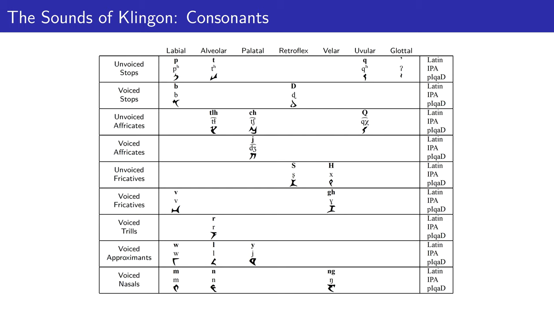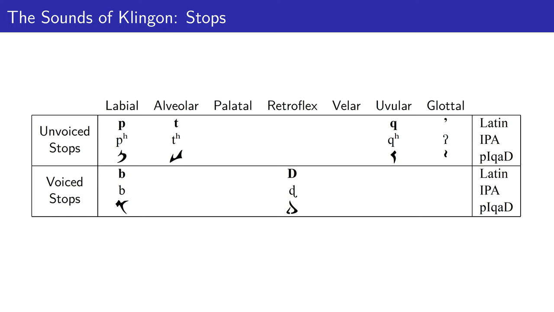Here we see the 21 consonants of the Klingon alphabet, organized by place and manner of articulation. Let's begin with the stops. Klingon has an unvoiced labial aspirated stop, represented by the Latin letter P, pronounced p. If you hold your hand in front of your mouth when you pronounce this letter, you should feel a distinct puff of air.